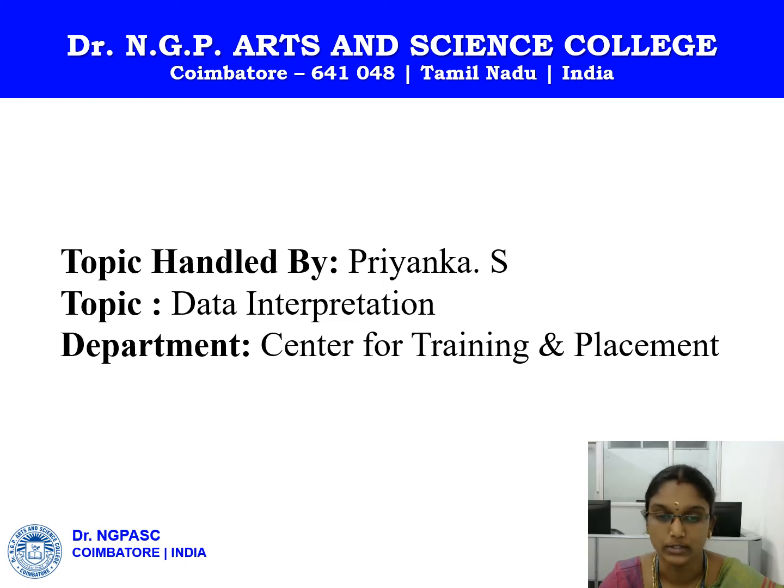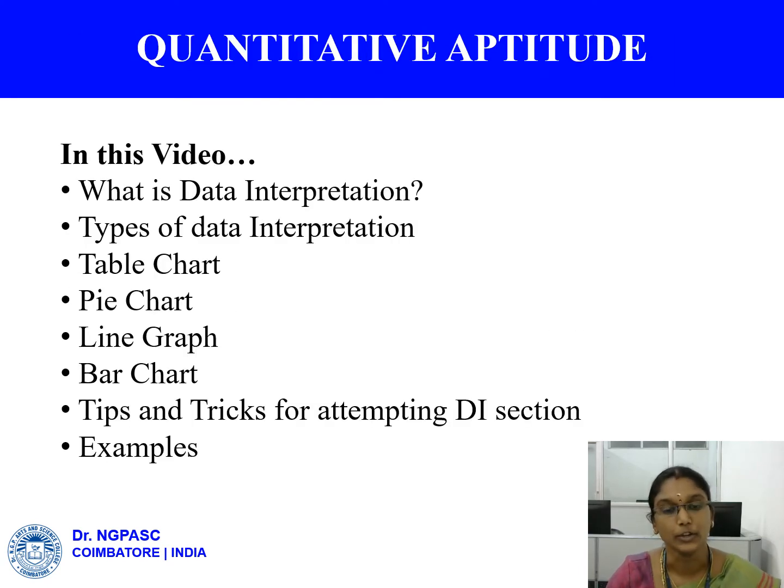Today I am going to discuss the topic of data interpretation from quantitative aptitude. In this video, we will discuss what data interpretation is and its types: table chart, pie chart, line graph, and bar chart. Then we will discuss tips and tricks for attempting data interpretation, and examples of table charts, pie charts, line graphs, and bar charts.